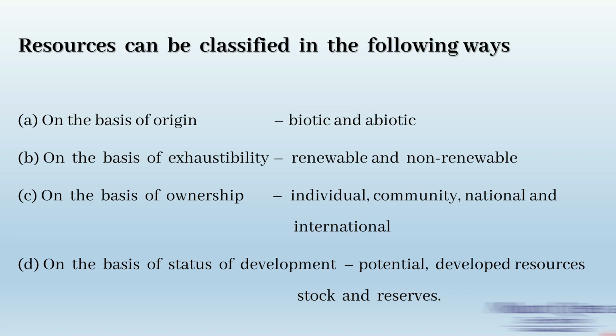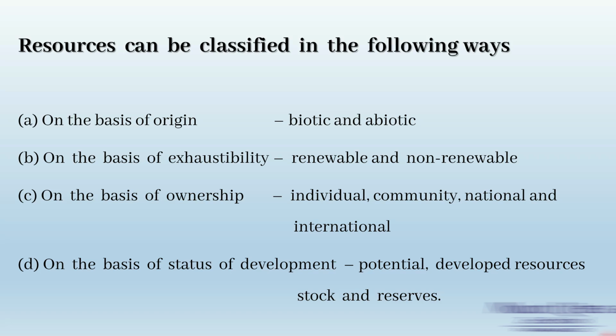Third one is basis on ownership. Individual: suppose I have my own building, and I am using it privately, so others are not able to use it without my permission. It is called an individual resource. Community resource means common village area. People will use it. Example: ponds and lakes in that village area.